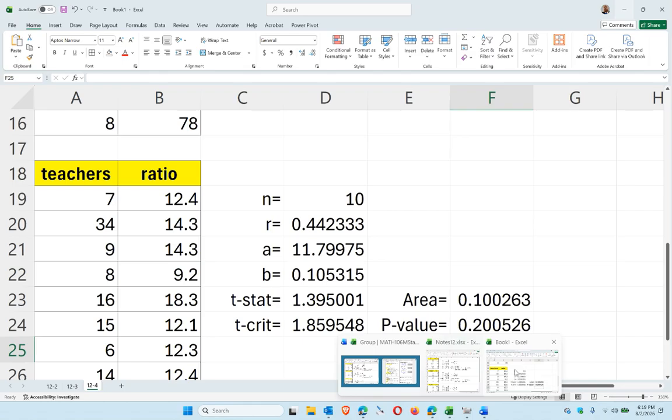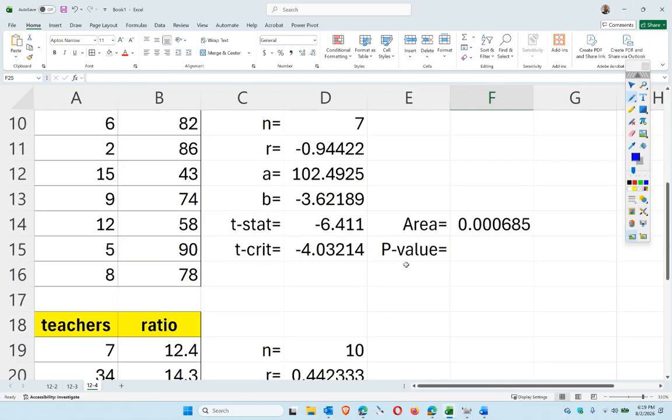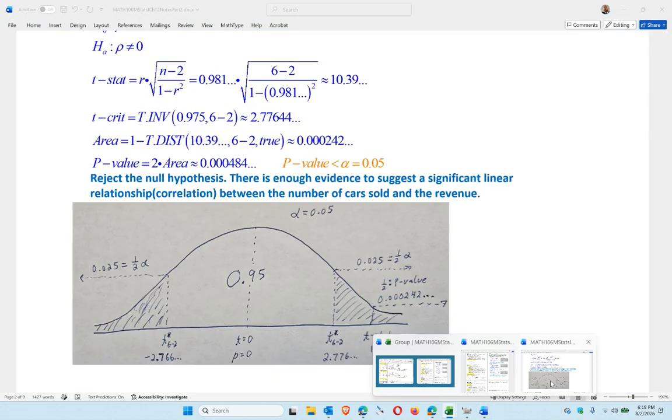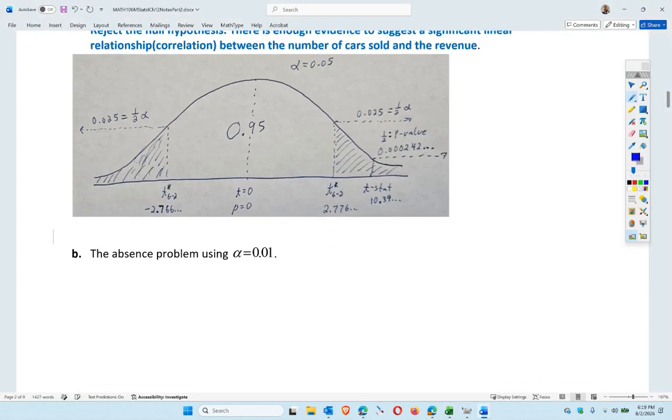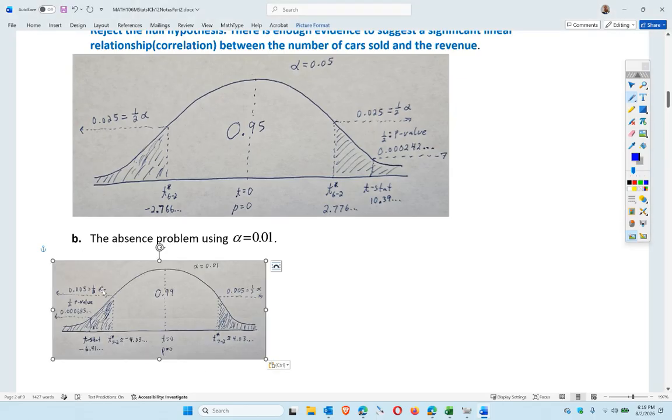Okay, so go to the absence problem. Okay, and I have to do the same thing. I have to do equals 2 times this to get the actual p-value, right? So if I do the picture for the absence problem, let's go down here, and I'll get the absence picture. Copy, paste.